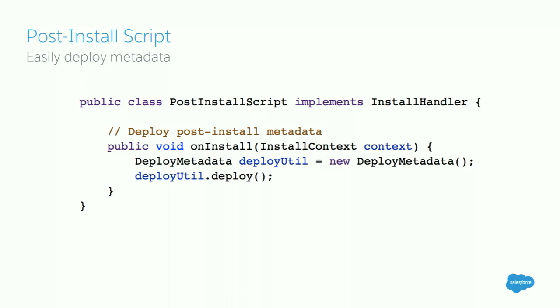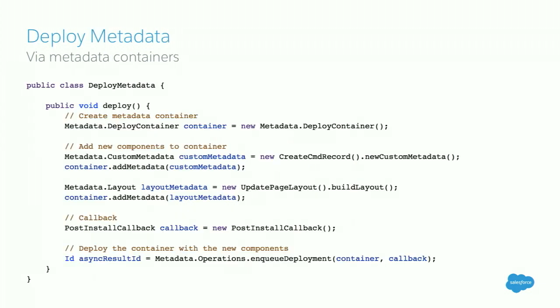So here's an example of how you might create this. This is obviously a very simple post-install script. Doesn't actually do much, but just to give you a sense for how little code you're going to have to write at this point. You're implementing an install handler, and really the things to care about here are you're instantiating a new deploy metadata object, and then you're just calling deploy on it. Pretty simple.